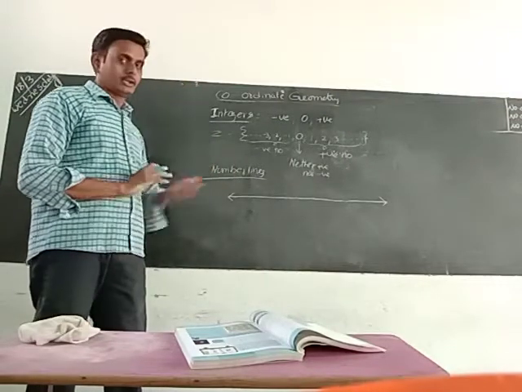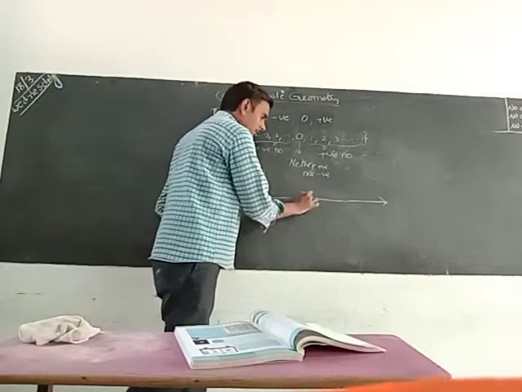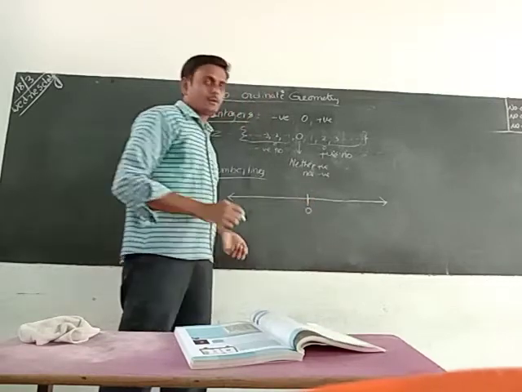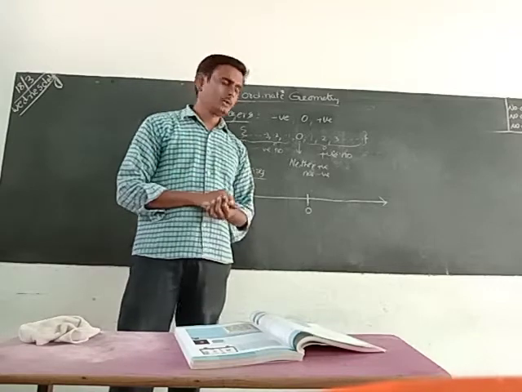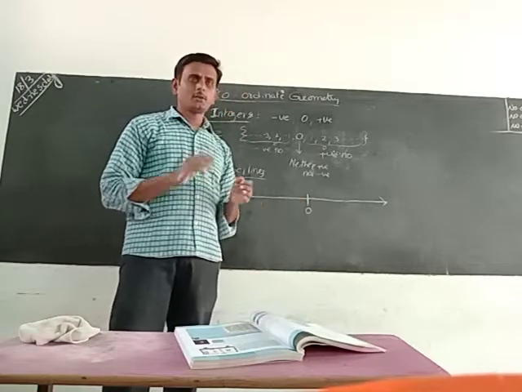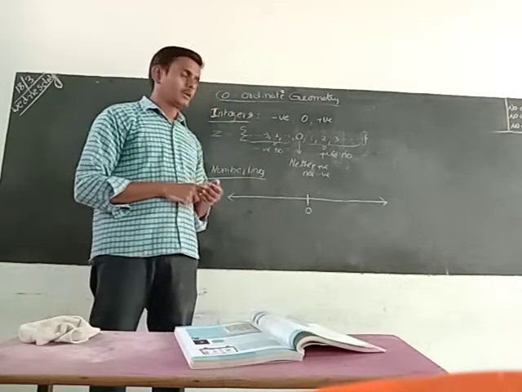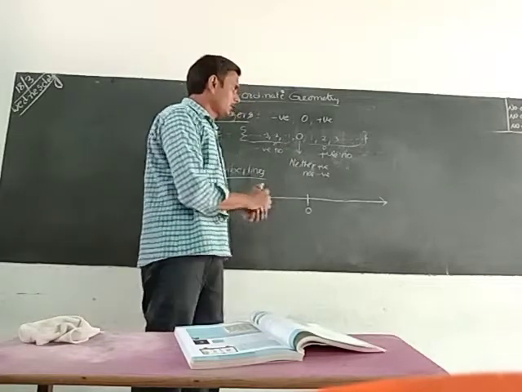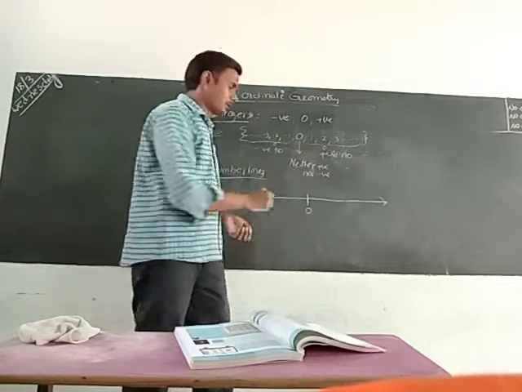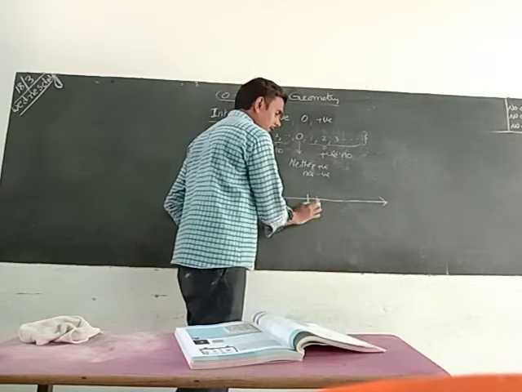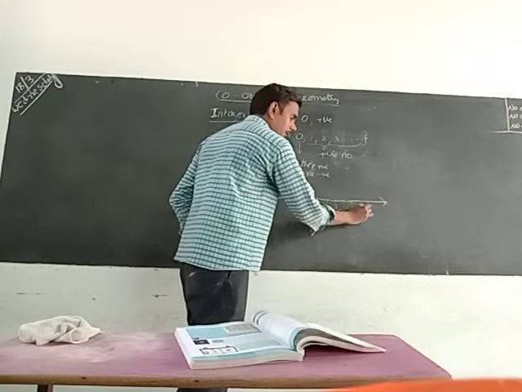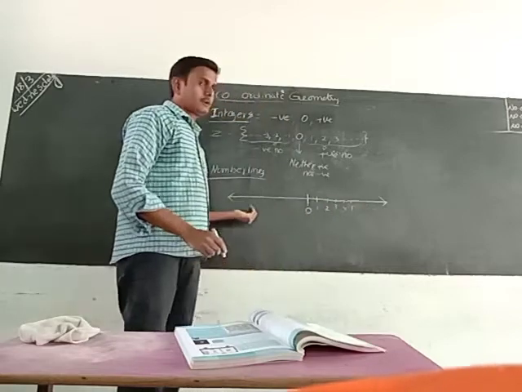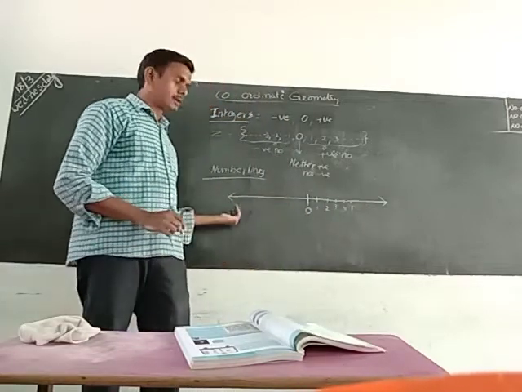I take one line here. In that line, we have to mark 0 at one place. While writing an integer number line, you should remember we have to mark 0 first. After 0 only can you write any other number. On the right side of 0, as already told, are the positive numbers, that means 1, 2, 3, 4, 5 and so on. On the left side of 0 are negative numbers.